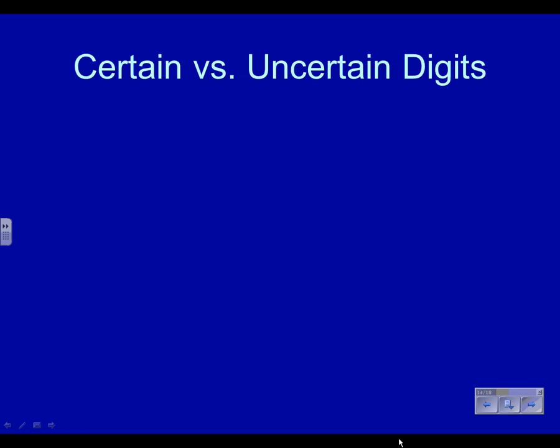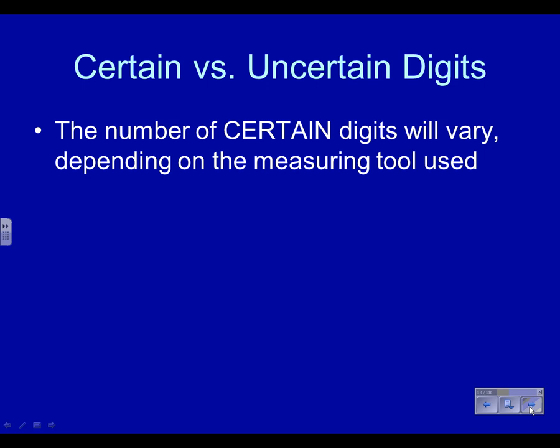Like we said before, each measurement has two parts. There is a certain part. The number of certain digits in your measurement is going to change depending on what? What caused the change in the number of certain digits in our two measurements that we took before? Lily. The ruler that we use.